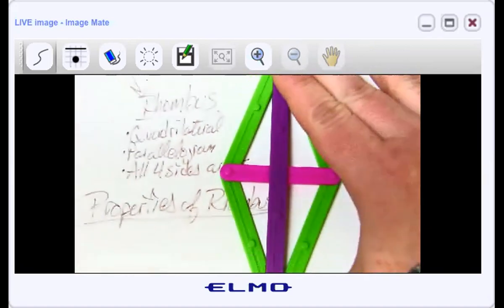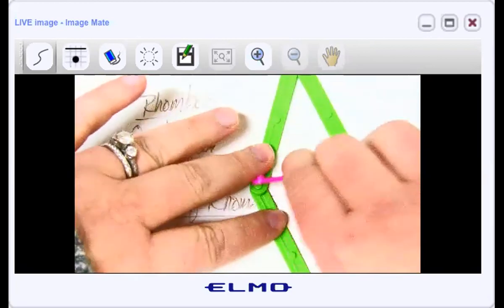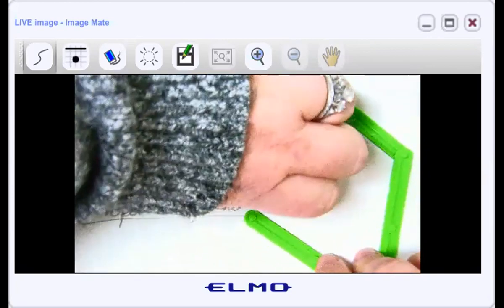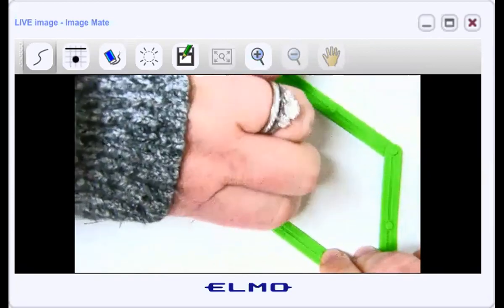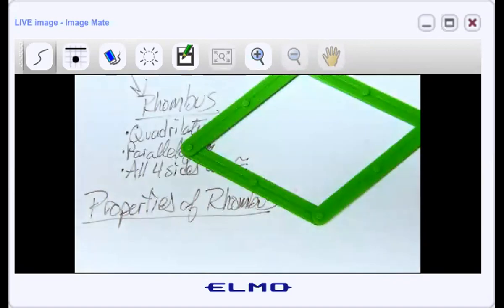Now, hold on. That's just this particular rhombus. Is that always going to be true? What if you had a more wide rhombus? Are those diagonals still going to be perpendicular? What if you had one like that? Well, let's see. I'll try and see if I have pieces that fit.